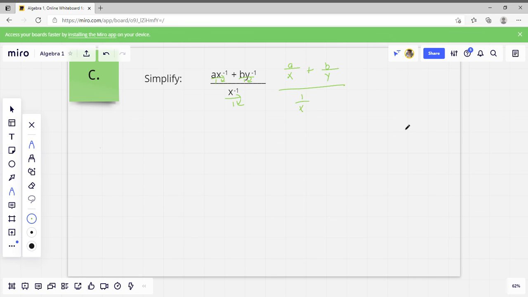All right, so we have to work this top and find a common denominator. So a over x plus b over y. Our common denominator is going to be xy. And we're going to multiply times xy. This one we've already got the x, that would be ay. And right here, we've already got the y, so that would be bx. So we're going to have ay plus bx over xy.